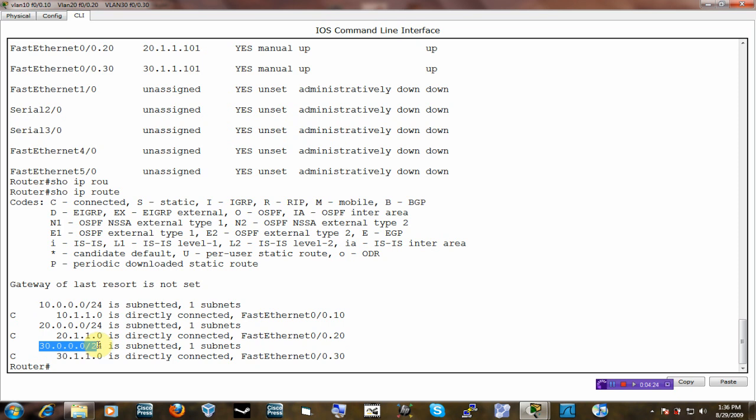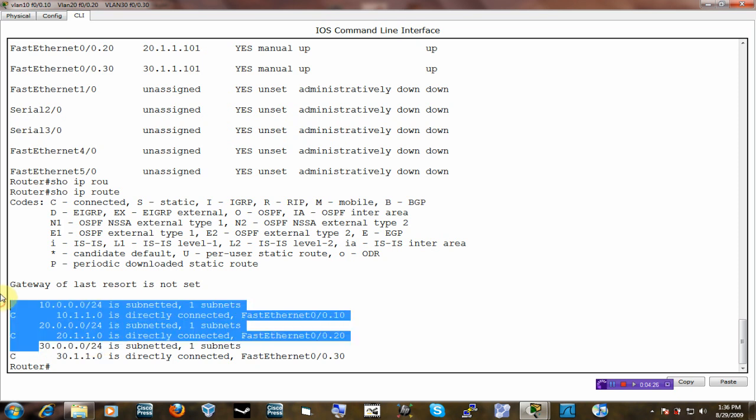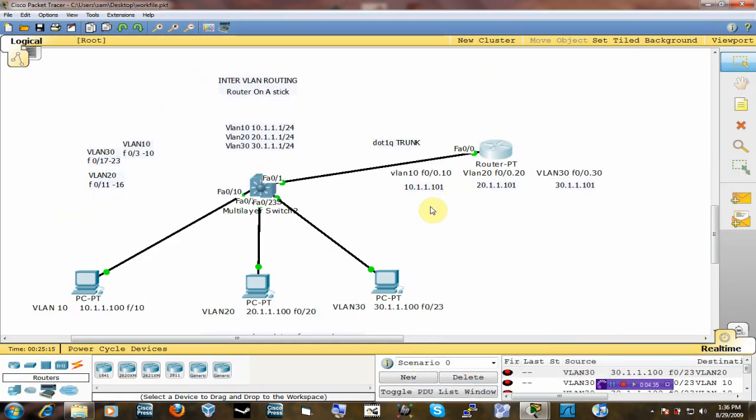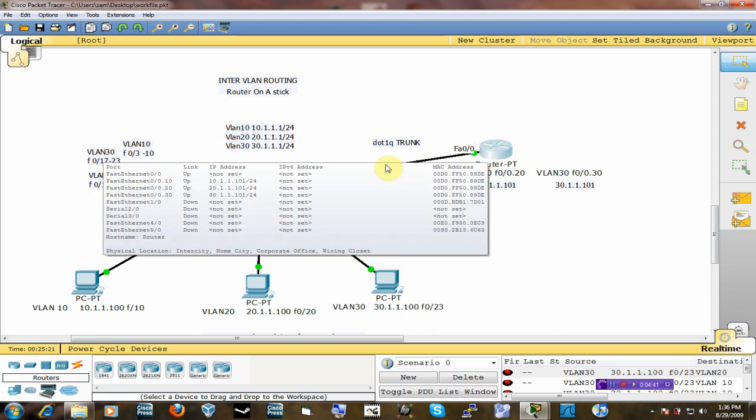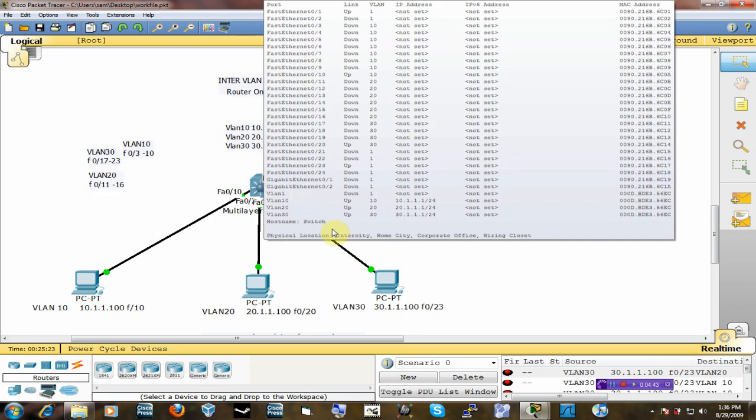So the router feels like it's physically connected to those 3 VLANs, but all on just one single interface. Now that we've configured this, what's going to happen, like I said, is packets will go here. The router will route the traffic back to the switch, pointing it to which VLAN it needs to go to, because the router knows where it's supposed to go.